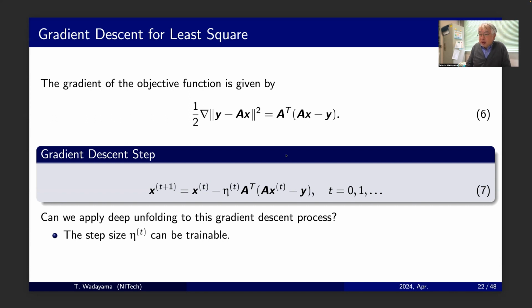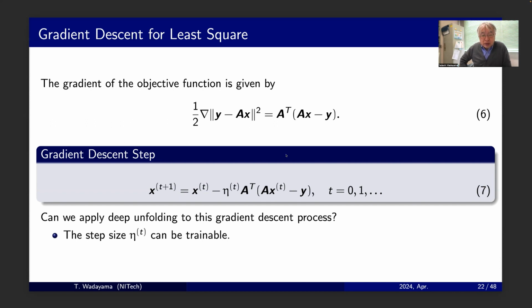So the gradient in equation 6, we can put into equation 7. We can get the gradient descent step for the least square problem. Now we can apply the idea of deep unfolding to this gradient descent step.